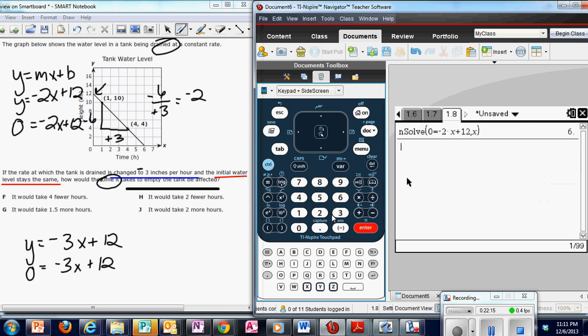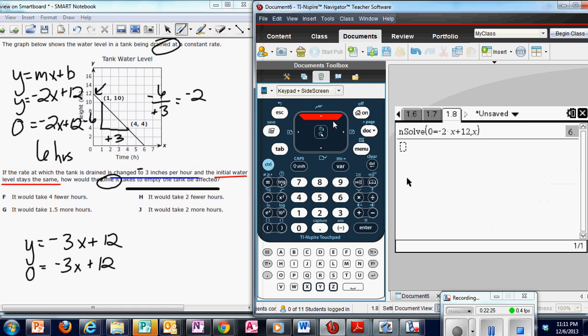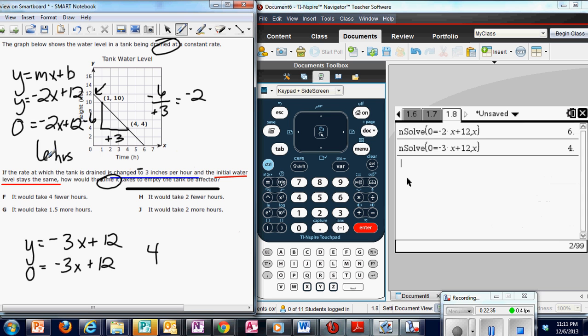Do the same thing, but change this to a 3. So I don't want to type all that over. I'm going to arrow up, copy it, and then go back and change that negative 2 to a negative 3. And I get 4. So to go from a 6 to a 4, I go down 2. That is 2 fewer hours. And we're done.